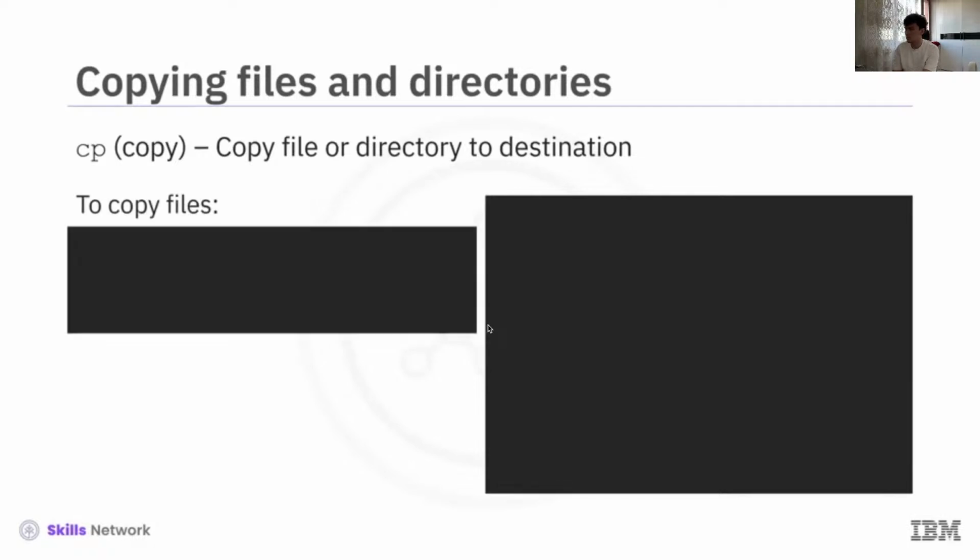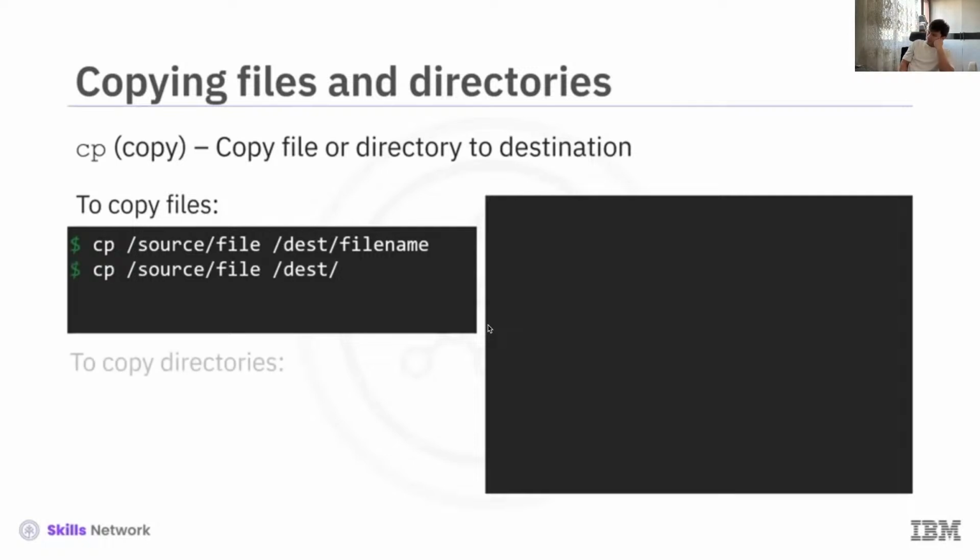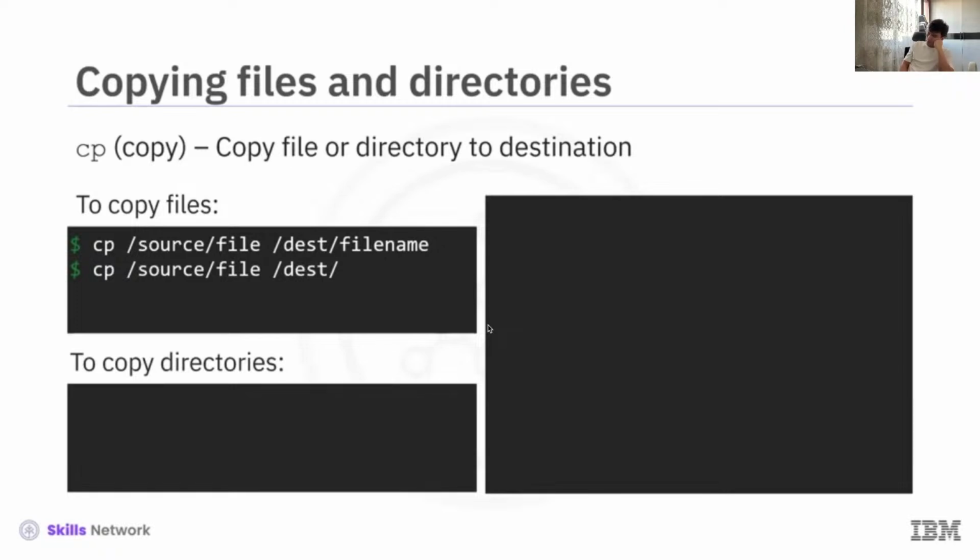To copy files, you can either copy a file from a source directory and specify the file name for the file in its destination directory, or simply omit the destination file name and default to keeping the same file name. To copy entire directories, you need to give cp the -r option so that it knows to recursively copy all subdirectories and files. Let's look at some examples.